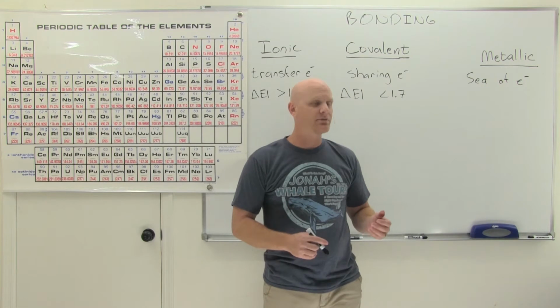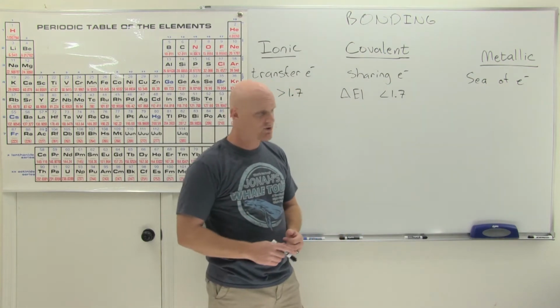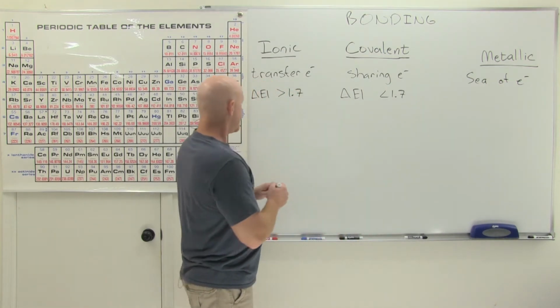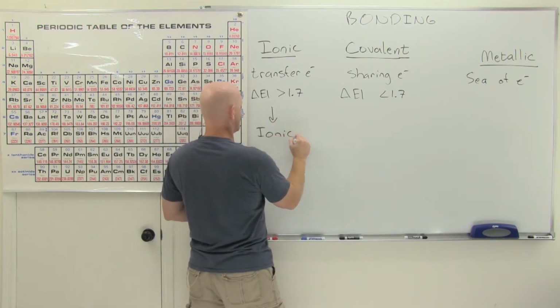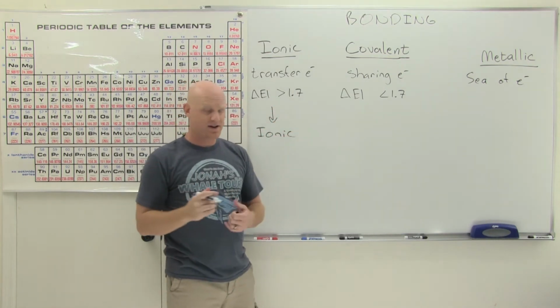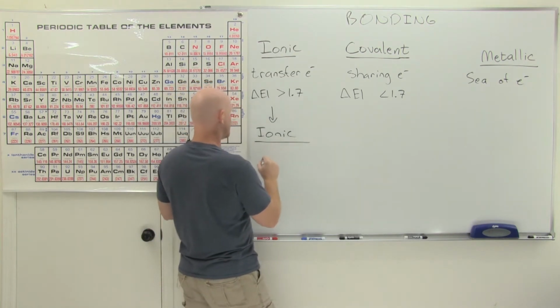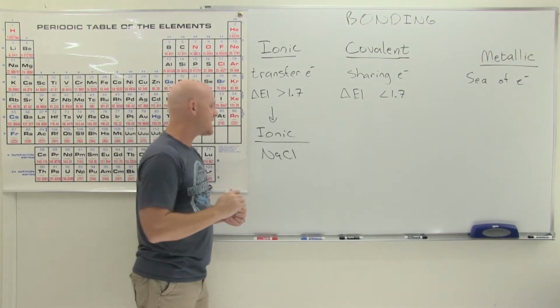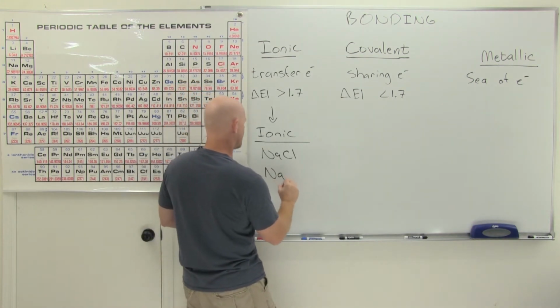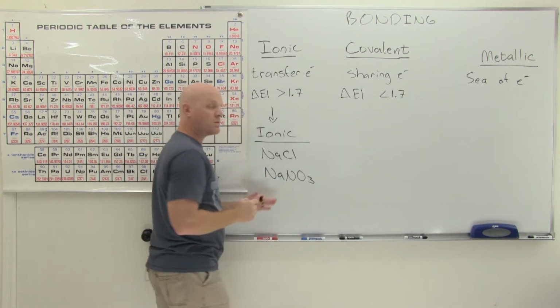Okay, so now let's talk about the different types of substances that result. In this case, it turns out if you've got ionic bonding, then you are an ionic substance, an ionic compound in this case. A good example would be something like NaCl, but we shouldn't forget about our polyatomic ions. You can throw a polyatomic ion in there like NaNO3, that would be one.